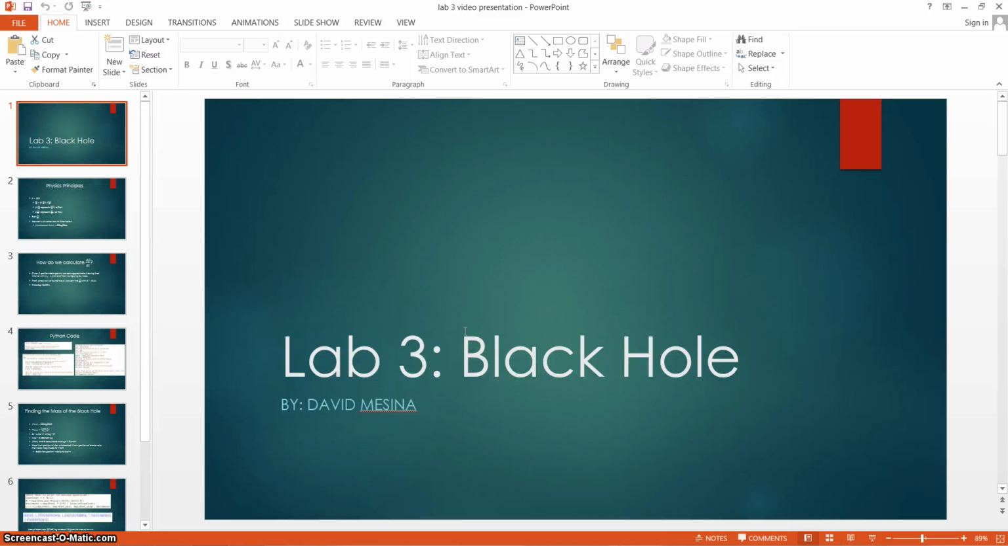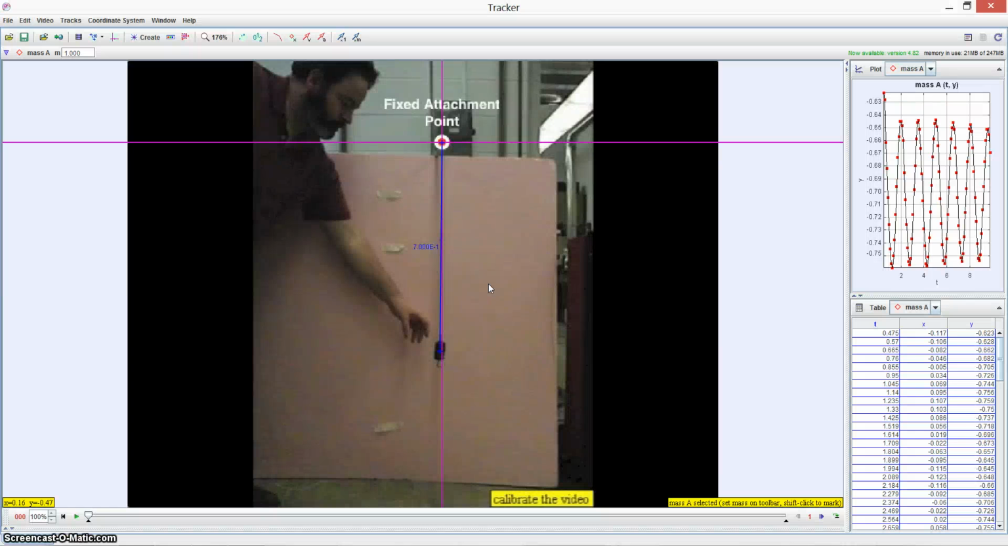The purpose of this lab is to analyze the oscillating motion of a mass attached to a spring, model that motion in VPython using Newton's second law and the energy principle, and compare the observed motion to the actual motion of the object. In order to analyze the motion of the mass, I had to first define certain parameters.